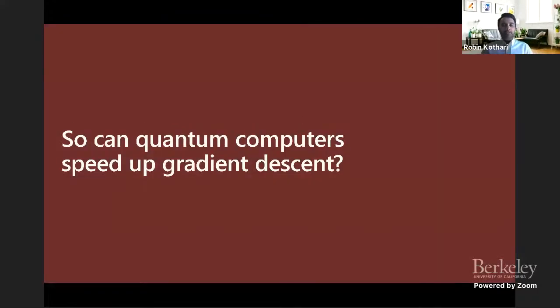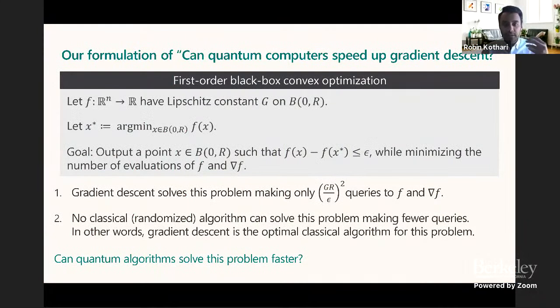Okay, so now we can ask the question of can a quantum computer speed up gradient descent? And as I said, this is how we're going to formalize it. We're going to say this is the problem. We're only counting the number of queries to f and grad f. Gradient descent solves this with some complexity, G R over epsilon squared, and no classical algorithm, even randomized. So note that gradient descent is a deterministic algorithm, but what I'm claiming is even randomized algorithms can't solve this problem any faster than gradient descent. So gradient descent is optimal among all classical algorithms. Can quantum computers solve this problem faster?